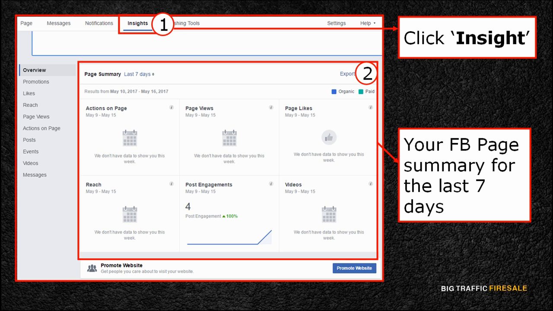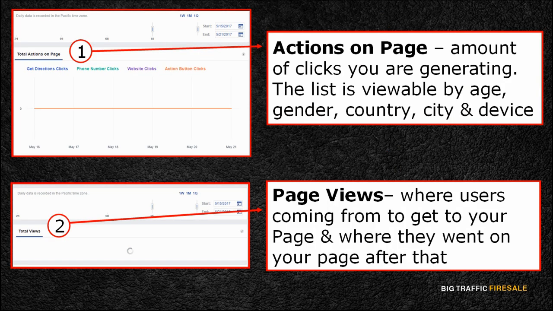You will be shown your actions on page, number of page views, number of page likes, amount of reach, post engagement, and videos. Actions on page shows the amount of clicks you're generating. These clicks are generated from users who want directions, phone numbers, your websites, and action buttons. This list is viewable by age, gender, country, city, and device.